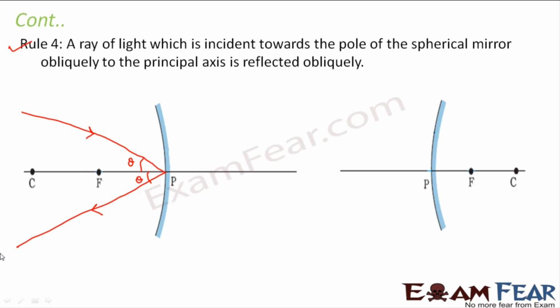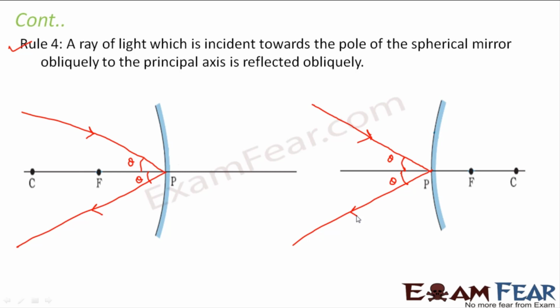So this is how it will happen for a concave mirror. Similarly, in case of a convex mirror also the same thing will happen. If a ray of light falls towards the pole making some angle theta with the principal axis, it will go back in a similar manner. So this is your incident ray and this is your reflected ray. So these are the 4 rules.